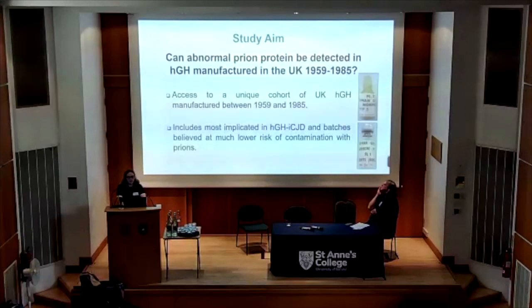So finally, onto the study. We have quite a very simple question that we're asking. Can we detect the abnormal form of the prion protein in the human growth hormone that was manufactured in the UK? We have access through a collaboration with the National Institute for Biological Standards and Control to a large proportion of human growth hormone samples. And this includes what we believe to be some of the implicated batches. That's those that are thought to be potentially most contaminated, and also those that are much lower risk.